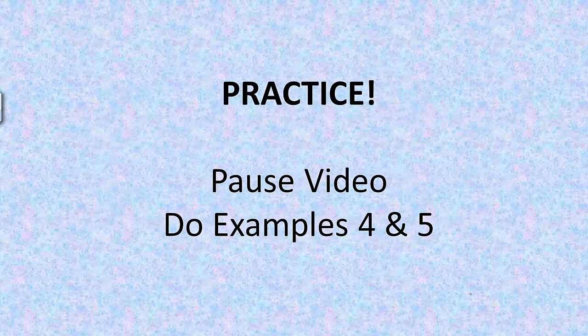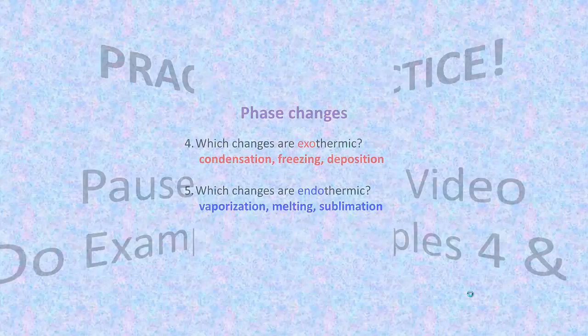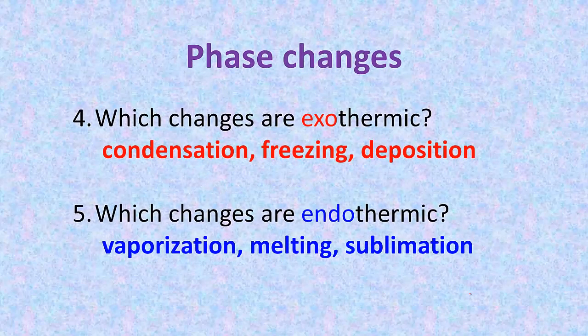Go ahead and practice examples 4 and 5 and pause the video. Here are the answers. For exothermic, heat is released. You have to take heat out in order to do these things. Endothermic, heat goes in. You have to add heat in order to do these things.